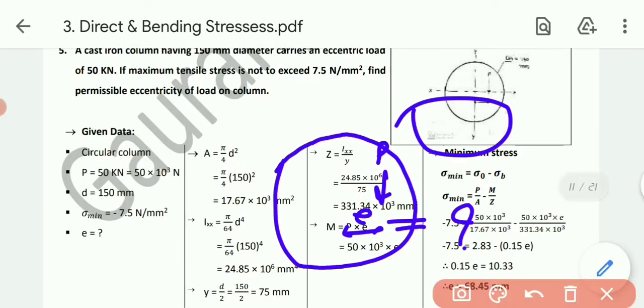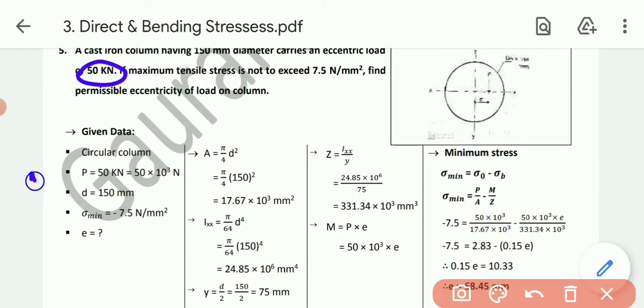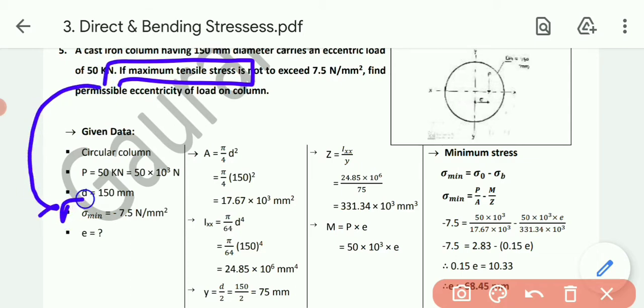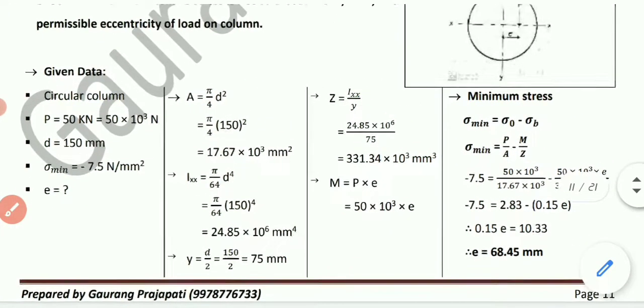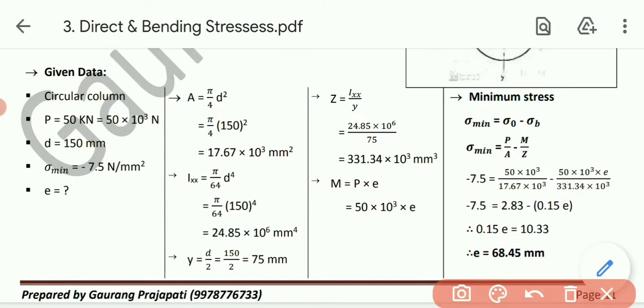Force P is 50 kilonewton, so 50 into 10 raised to 3. It is a circular section, so the diameter is 150 mm. Maximum tensile stress is always meant to be sigma minimum. If maximum compressive stress is given, then I will go for sigma max. Always remember the word tensile stress: tensile usually indicates minimum stress. As it is tensile, the sign is negative, minus 7.5 Newton per mm square, and we need to calculate the eccentricity.